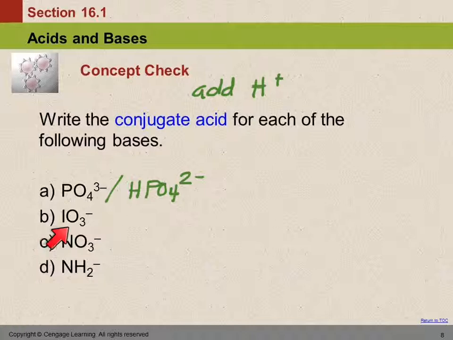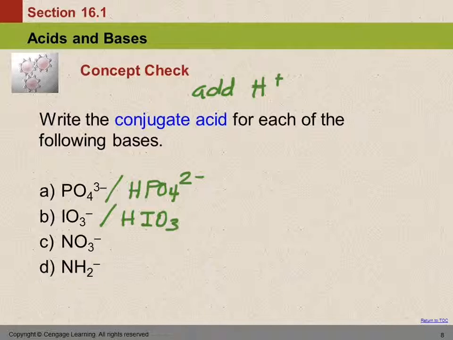IO3 minus. This is the base, the conjugate acid. We add a hydrogen ion. There's no hydrogens in there right now. Put a hydrogen on the front. Copy the rest of the letters. Then look at the charge. -1. Add 1 and we get 0. We don't have to write a 0. So there we go.